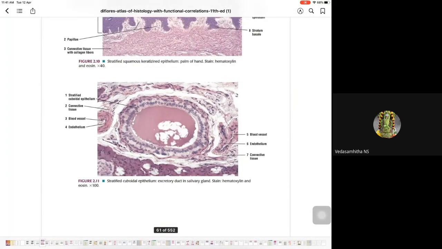Abhijit, read the next one. Yes, sir. Stratified cuboidal epithelium, excretory duct in salivary gland, stain H and E, 100 magnification, and the innermost layer is stratified cuboidal epithelium. Then they have labeled connective tissue and a blood vessel with endothelium. On the right side, once again, they have labeled a blood vessel with endothelium and connective tissue, sir.